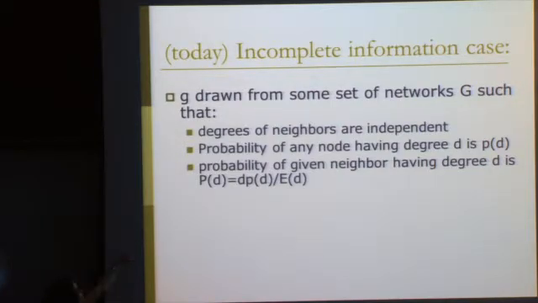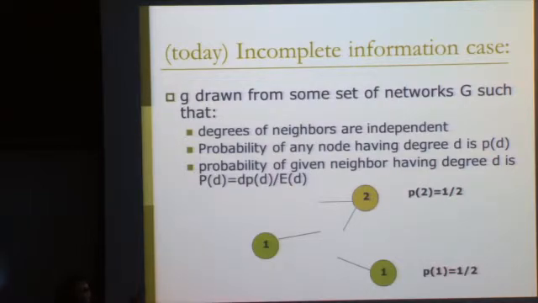Now the probability of a given neighbor having degree D is given by this expression. This is important because a surprising number of papers actually mess that up in the literature. If you think about the degree distribution of my neighbor, even though the degrees are not correlated, the distribution is not the same as the underlying distribution. Why is that? Let's think through a very, very simple example.